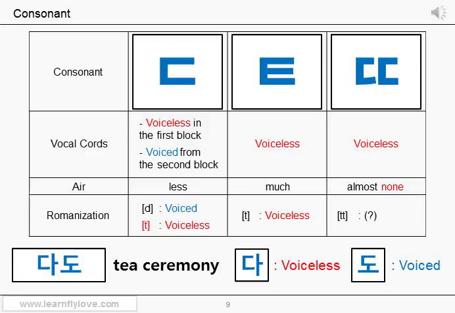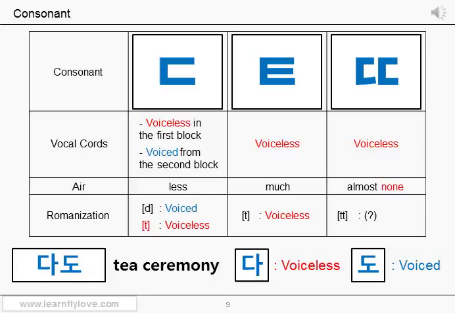Let's pronounce the real word together. It's 다도, 다도, which means tea ceremony. 다도. The first 다 sounds more like T, but it's not exactly T. It's just Hangul consonant D sound, and the second DO sounds more like D. But we don't want you to think that they are different sounds because it's more confusing. It's 다도, 다도.